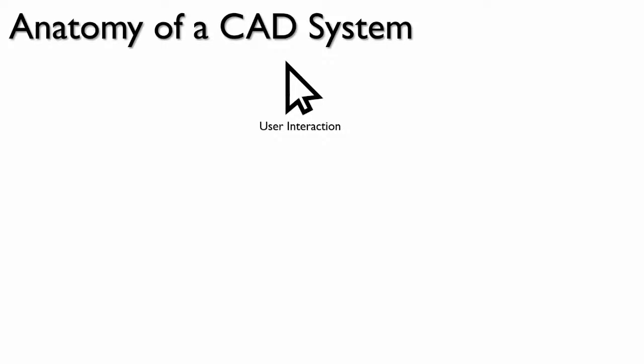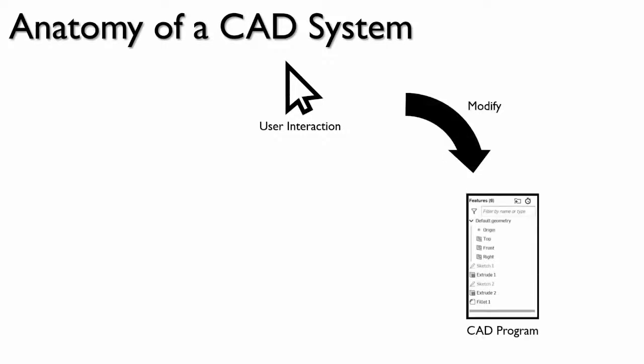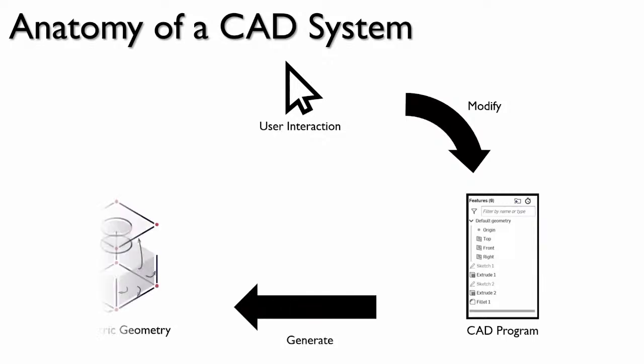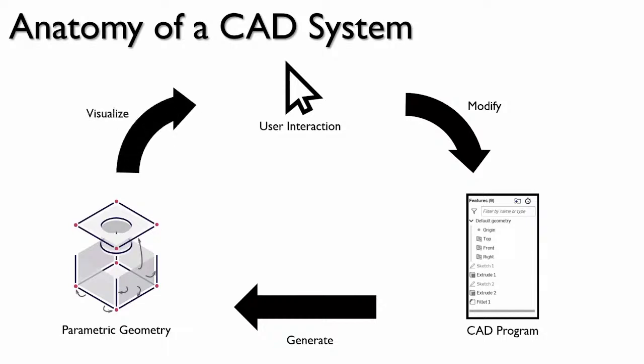So let's break down what this looks like. First, the user is going to interact with this interface. It's going to modify the CAD program. The program will be executed and generate parametric geometry. More on what that is later. The parametric geometry will then be visualized back to the user, and the cycle begins again.